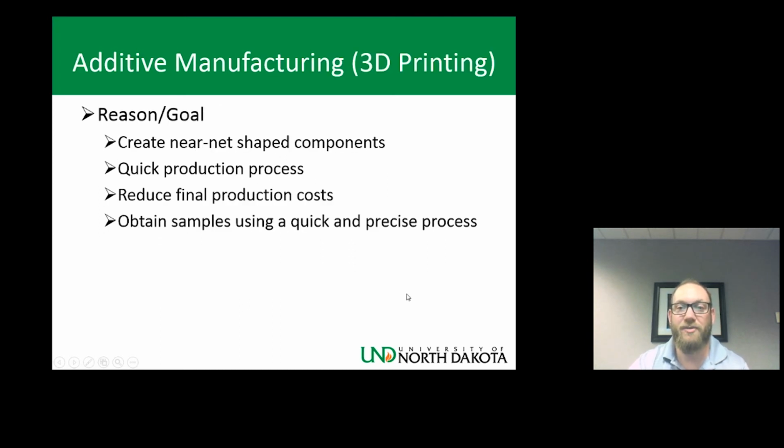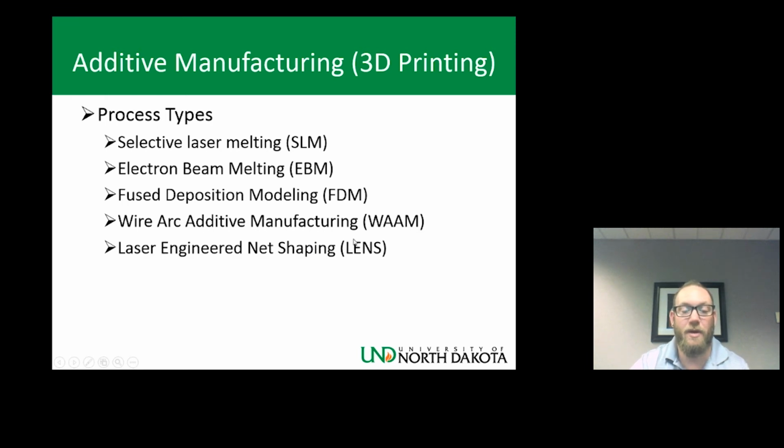So additive manufacturing is 3D printing, and the reasons you would want to do shape memory alloys in 3D printing is to create a near net shape component. You get a quick production process, reduced final product costs, and you can obtain samples much quicker than with any other process. The 3D printing processes used have been selective laser melting, electron beam melting, fused deposition melting, wire arc additive manufacturing, and even laser engineered net shaping.